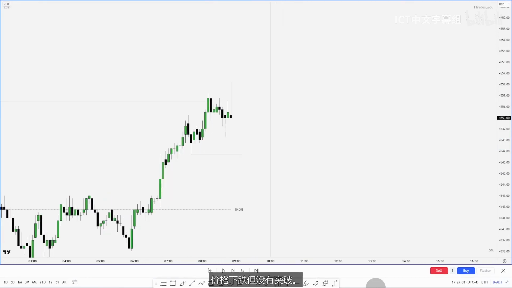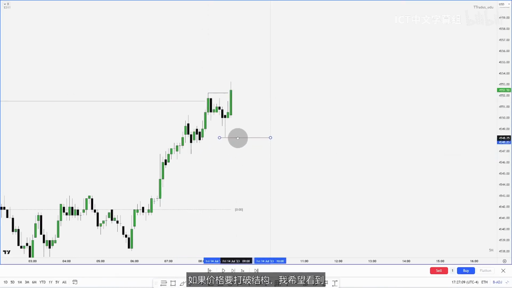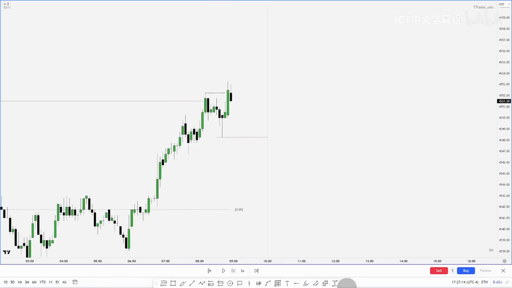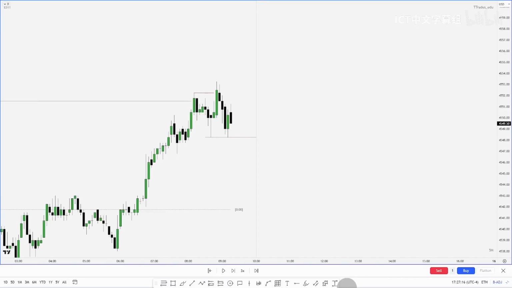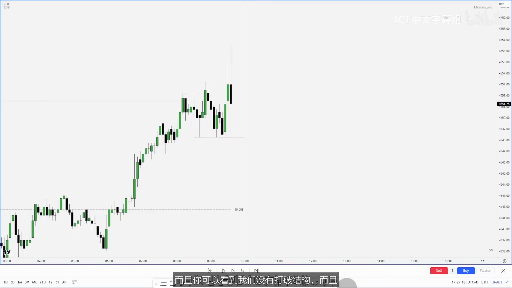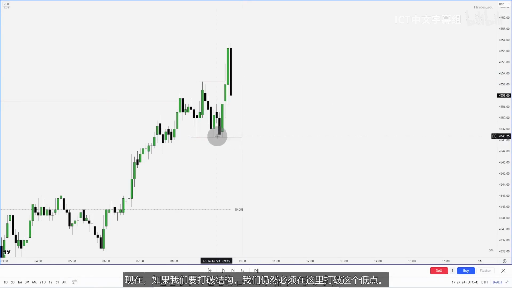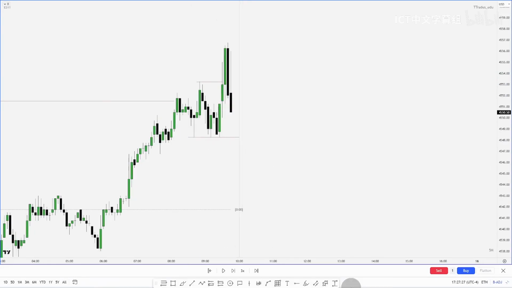Price reaches down but does not break it. Now we do make a new high. So if price is going to break structure, I'd want to see it break this low. You can see we do not break structure. Now we make a new high. Now if we're going to break structure, we still have to break this low here.